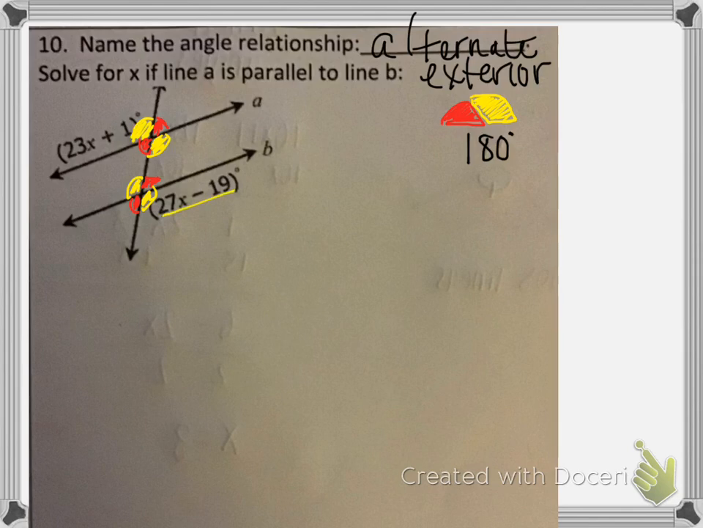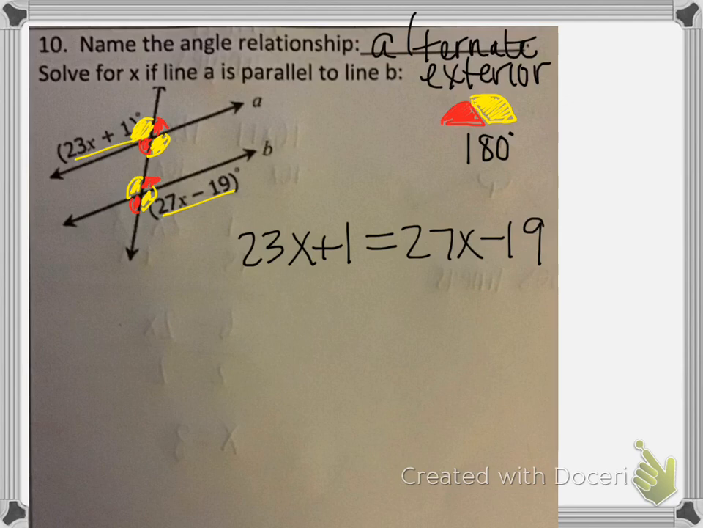So since they're exactly the same color, I know their measurements have to be identical, and therefore I can create an equation and solve for x. So I know that since they land on the same color, they're equal to each other. So 23x plus 1 is equal to 27x minus 19.